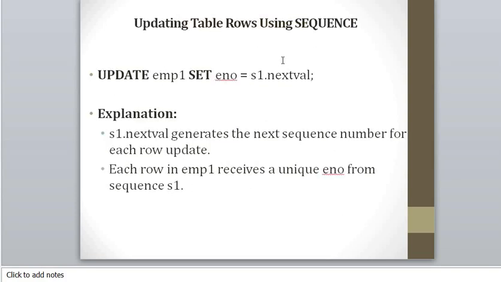Once the sequence is created, we can use it to update the table rows. This is the syntax for updating the table rows using a sequence. Update table name, set column name is equal to sequence name dot next value. This query will update the table rows.